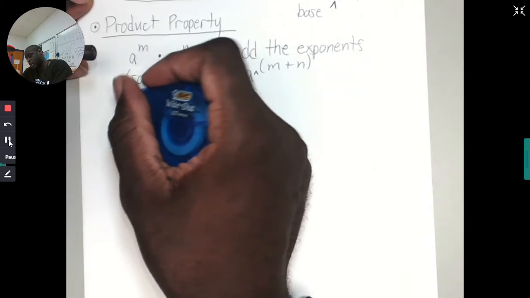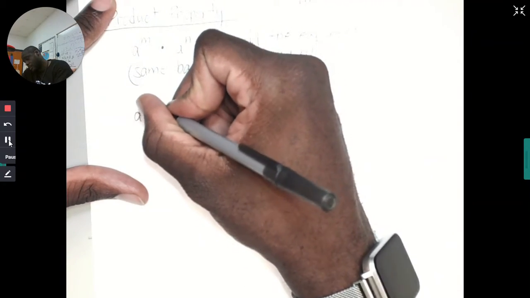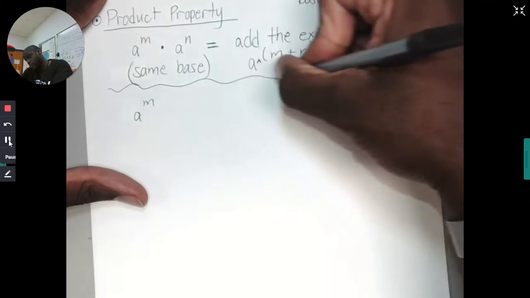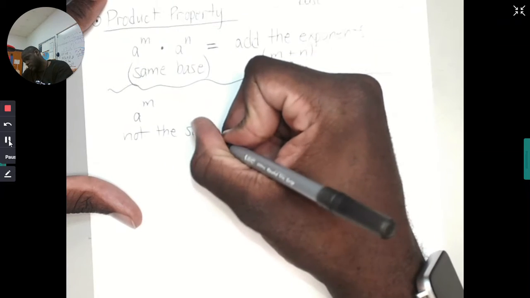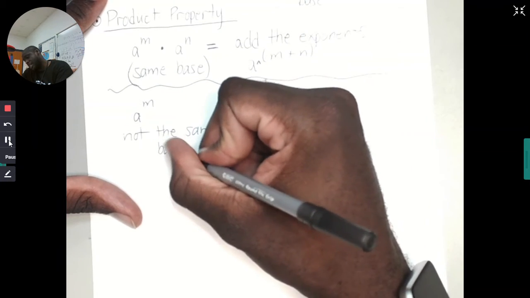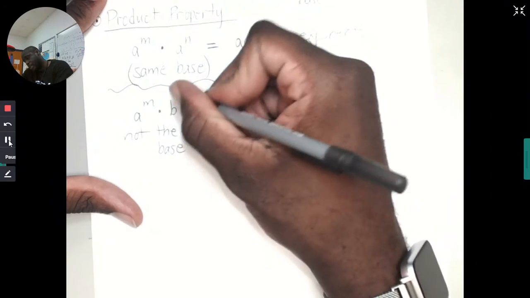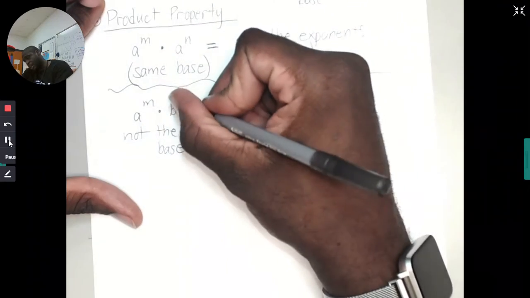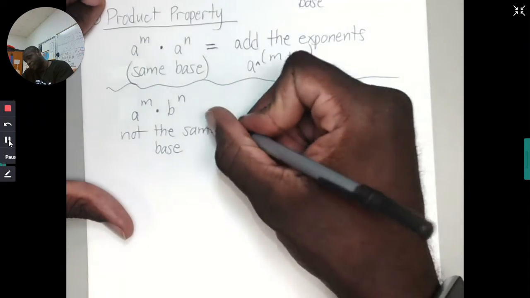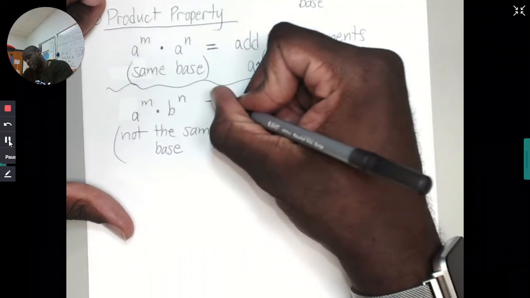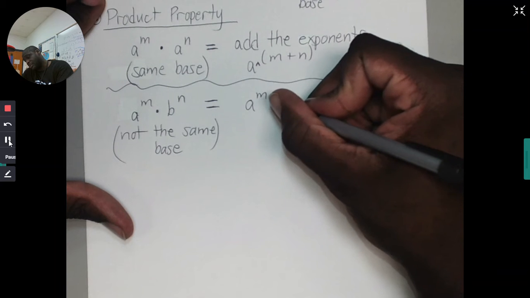By the way, what happens when they're not the same base? If they are not the same base, you can't add the exponents like that, and you can't put these two bases together because they're not the same base. So if they are not the same base, you just have to write them separately.